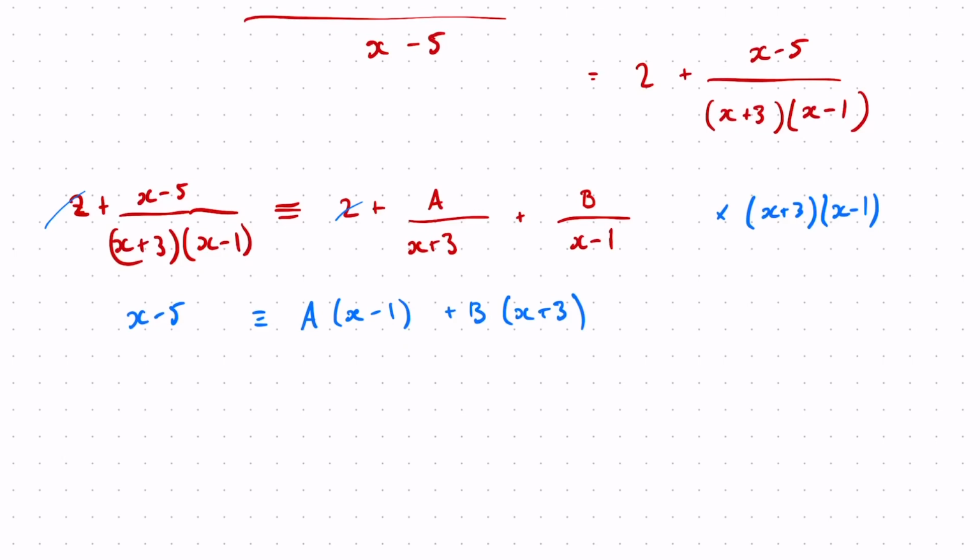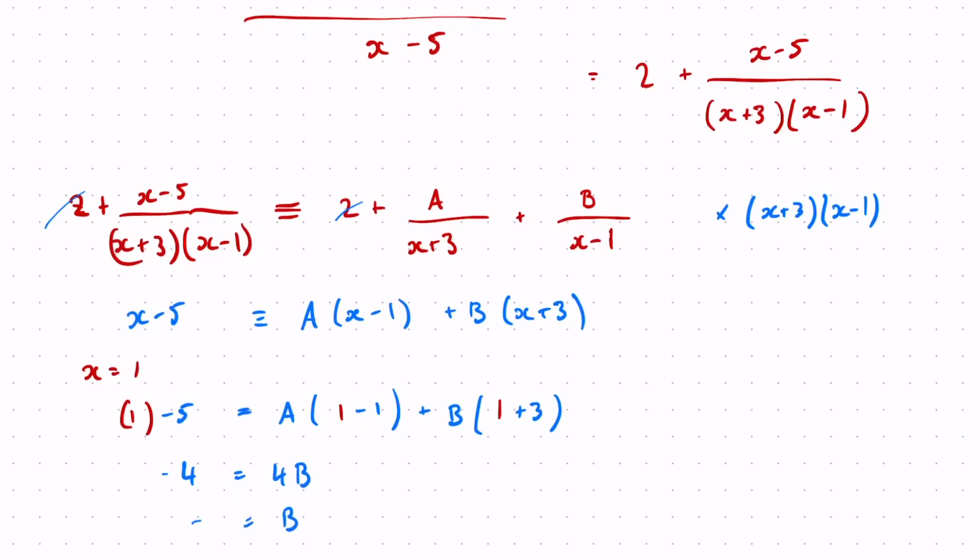So to cancel out a, I'm going to say x is equal to 1, giving me 1 minus 5 is equal to a lots of 1 minus 1 plus b lots of 1 plus 3, which is minus 4 is equal to 4b, so b is equal to minus 1.